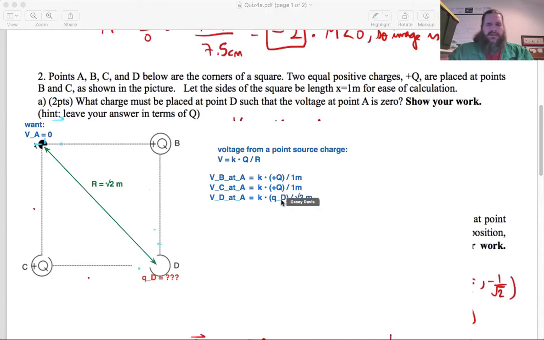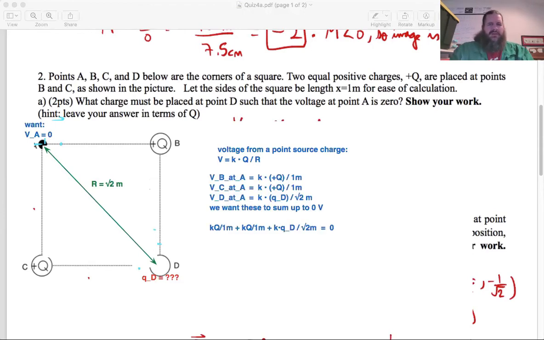And now we can just say all three of these added together, we want to cancel out. We want to get the total voltage being zero. We want 0 volts at location A. So let's add those up. KQ over 1 meter plus KQ over 1 meter plus K times the unknown QD divided by square root of 2 meters has to add up to zero.